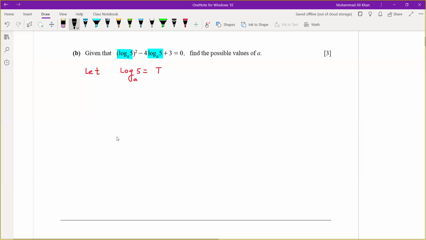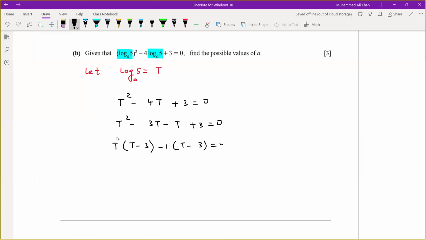So now here it is t squared minus 4t plus 3 equal to 0. Now we have to break the middle term. So it will be t squared minus 3t minus t plus 3 equal to 0. T is here, so t minus 3. Minus 1 is here, so t minus 3 equal to 0. T minus 3 common, so it will be t minus 1 equal to 0. So what is the first value of t? It is 3. And the second value of t is 1.